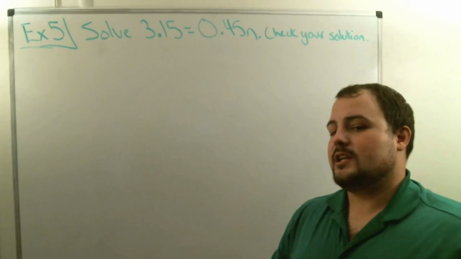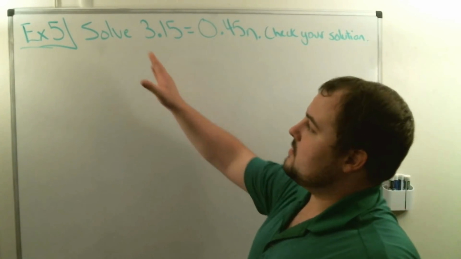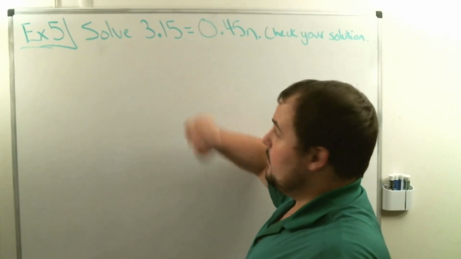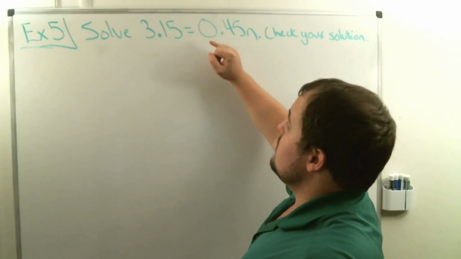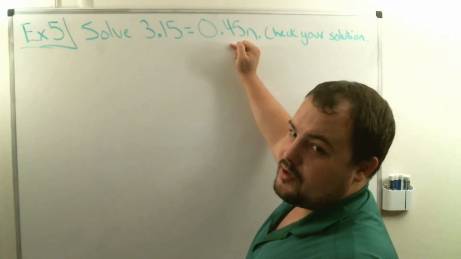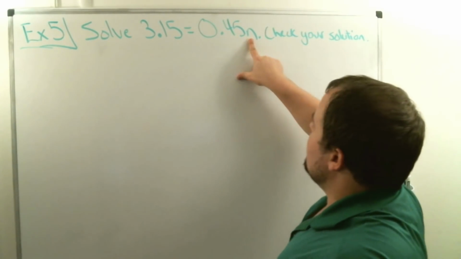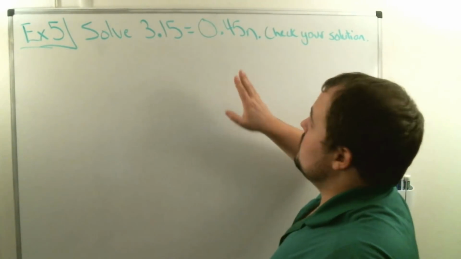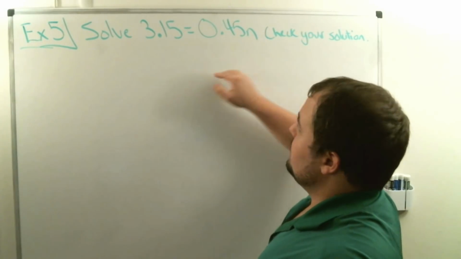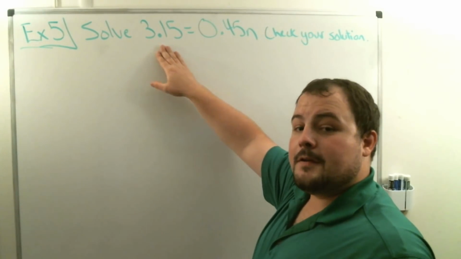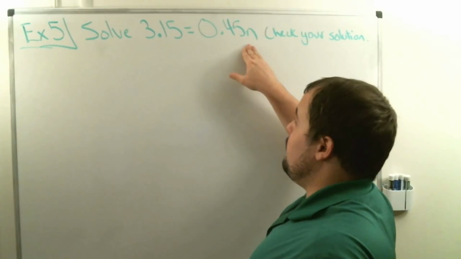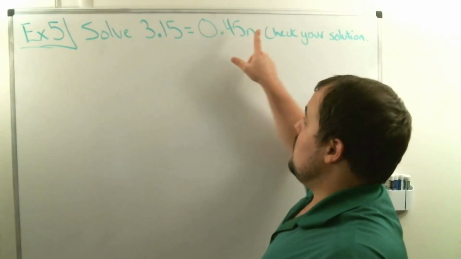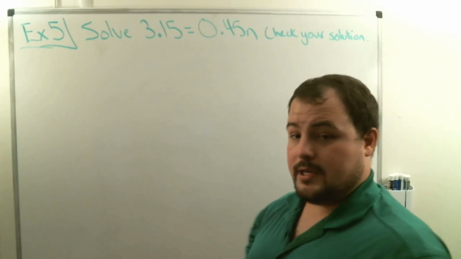So we need to be able to read this sentence. It says solve 3 and 15 hundredths, or 3.15, equals 0 and 45 hundredths, or 0.45, n, or variable n. Check our solution. So we're actually solving this problem. 3.15 is equal to 0.45 of something. We need to figure out what that something is. So our job is to figure out the variable n.